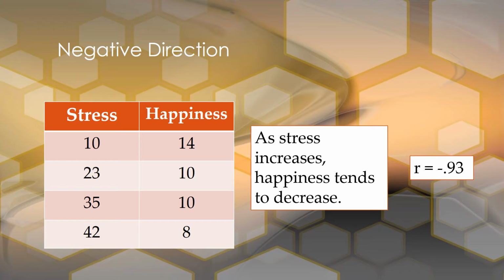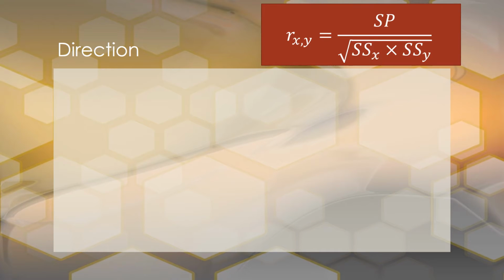So remember, when we're looking at the Pearson correlation coefficient, the strength doesn't depend on the positive or the negative. It depends on the number part. This is a pretty strong correlation. It's a little bit weaker than the 0.98, but it's still pretty strong. And this is a negative direction. The first thing that the correlation coefficient tells you is the direction.